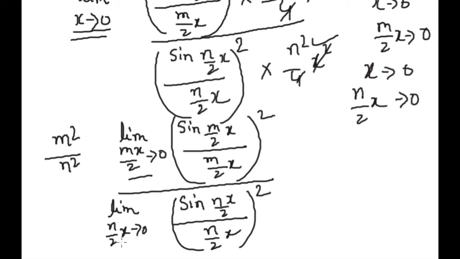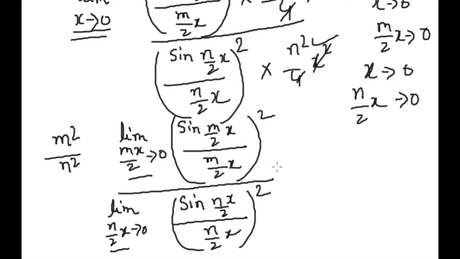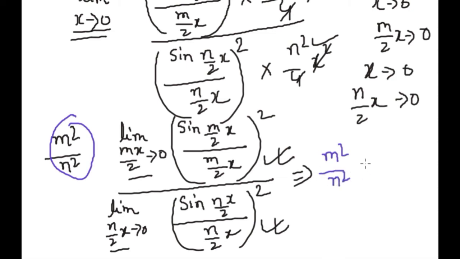Why we did this? Because to convert in this formula. Now we can write this as 1 and this as 1. So this m square by n square into 1 by 1 is equal to m square by n square. This is question number 25. Now see question number 26.